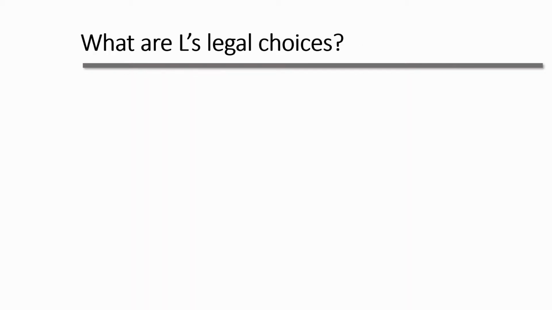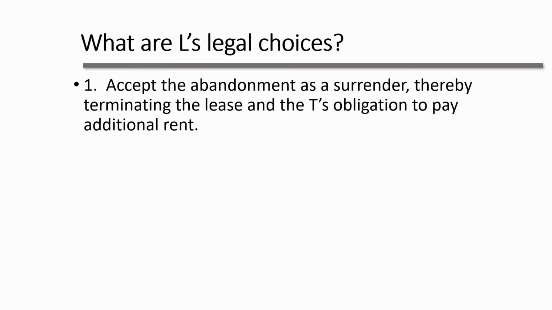Let's be just a little more rigorous in considering the landlord's legal choices when a tenant abandons the property. What we're going to present on this slide are the standard and traditional landlord's choices. As we'll see in a few minutes, the law is changing in this area, and one of those choices is disappearing. But for the present, let's look at the traditional choices. The first one, as we've already said, is for the landlord to accept the abandonment as a surrender. That terminates the lease. It terminates the tenant's obligation to pay any additional rent. Now the property is all entirely back in the landlord's hands.